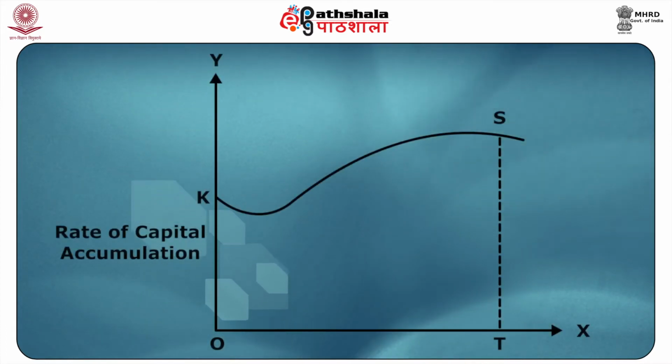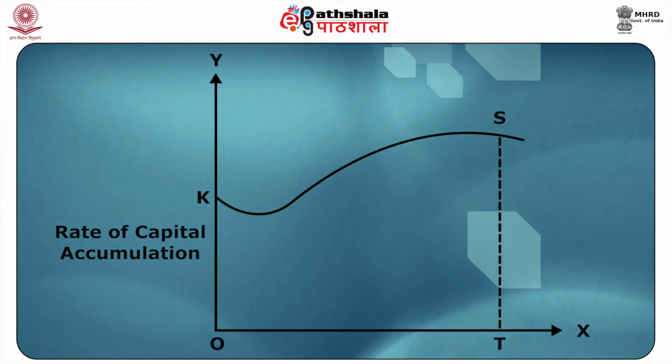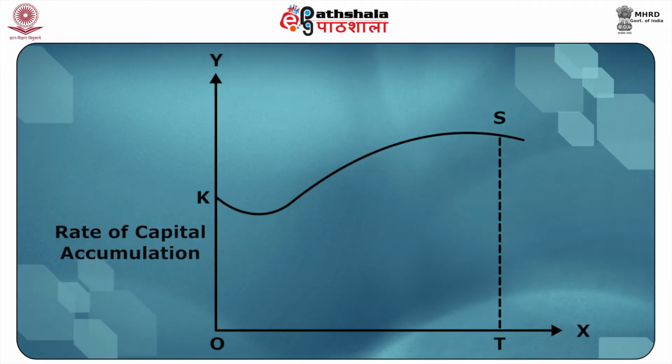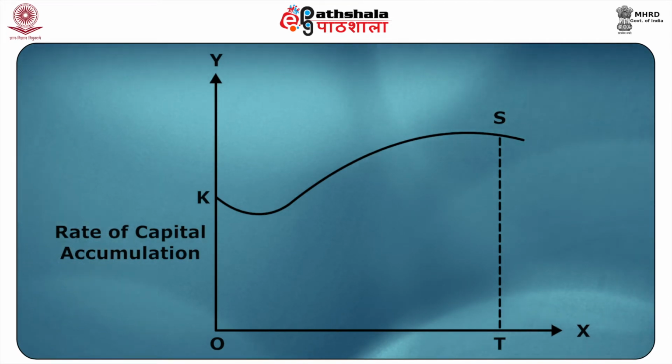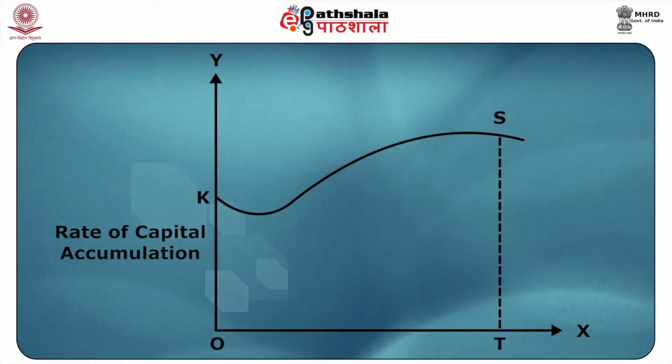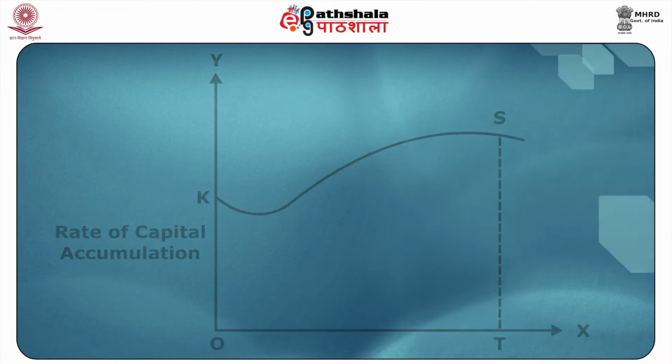Explanation of the Adam Smith model by the diagram. On the x-axis, time period, and on the y-axis, rate of capital accumulation, that is dK/dt, is taken. The economy grows till time t from K to S. Once obtaining the position t, the economy reaches its static state. This is because rent became so high that profit became zero, and hence capital accumulation stops.